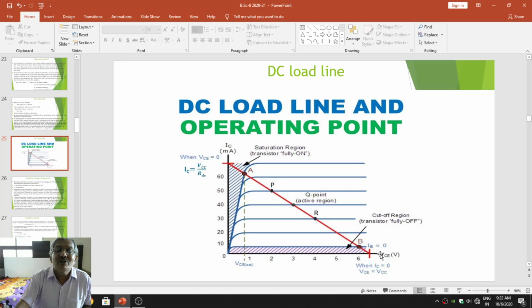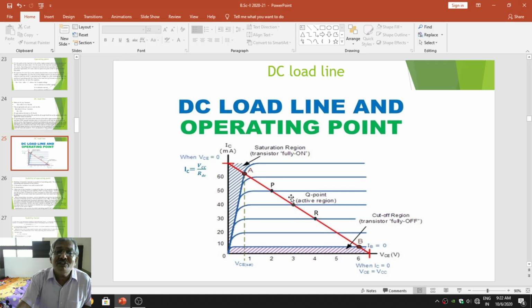Suppose the operating point is located between point B and A, anywhere within this region, we can call it the active region. Most probably, the operating point when located on the center of the load line, as represented here, we can call it a Q point.